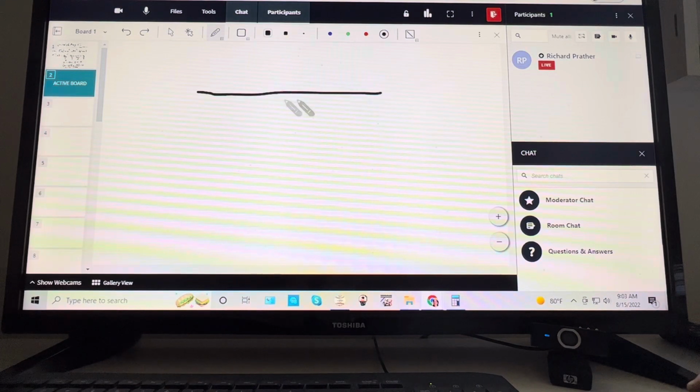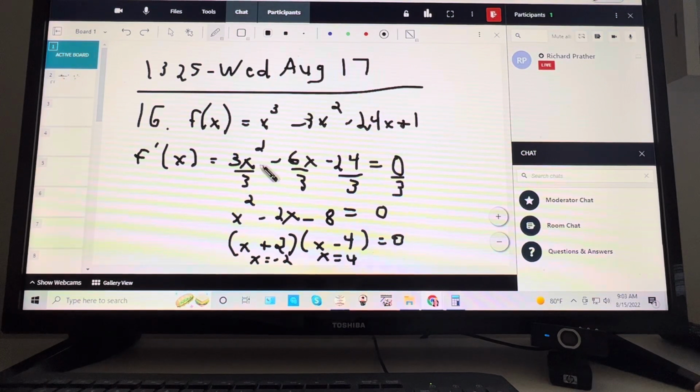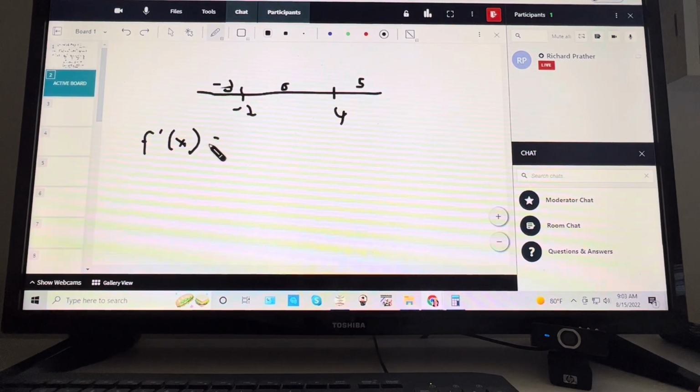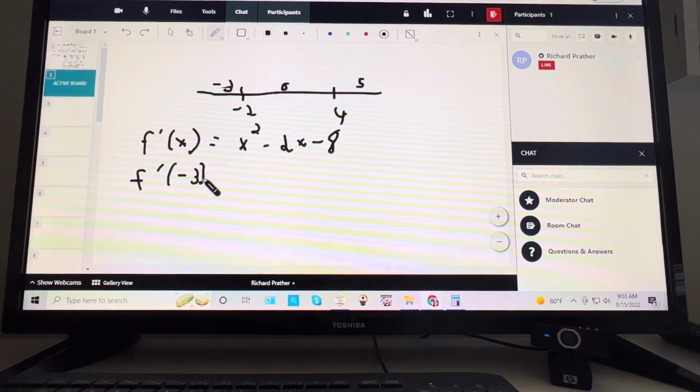So I would put on a number line the smaller number on the left, bigger number on the right. Pick, like, negative 3, 0, and 5. Plug these into the derivative. You can do it into the original derivative or even the reduced version, which is easier to work with: x squared minus 2x minus 8. If we're using the first derivative test, then all we really care about is whether these answers are positive or negative. So I'm going to use my test point of negative 3.